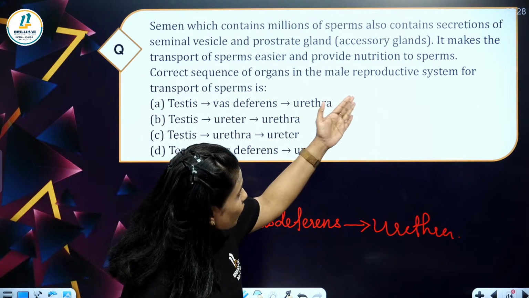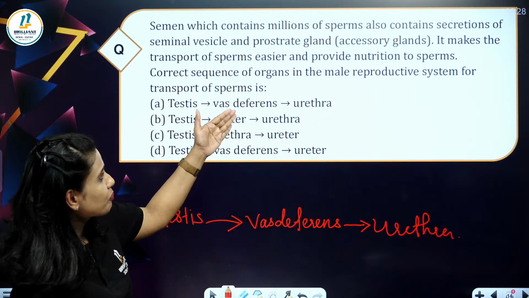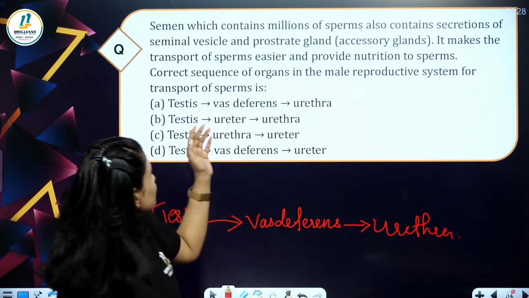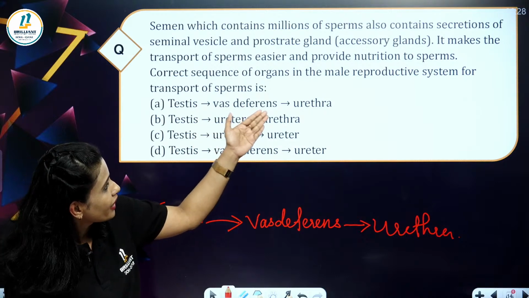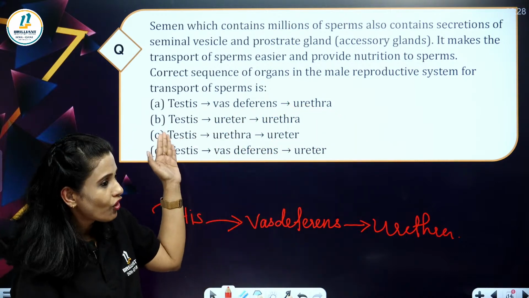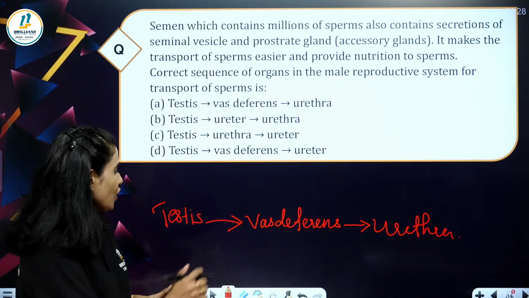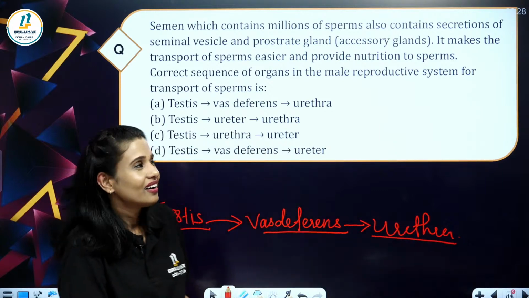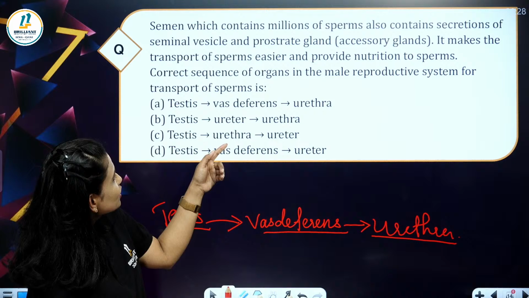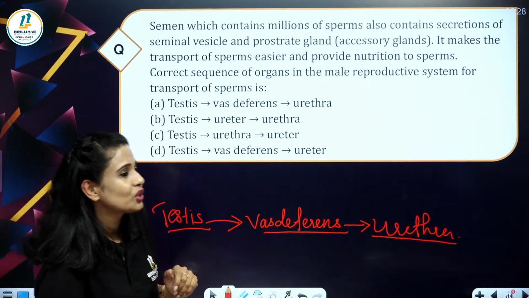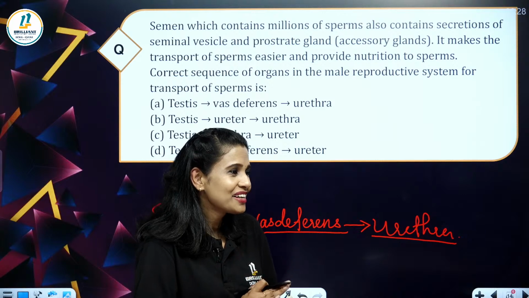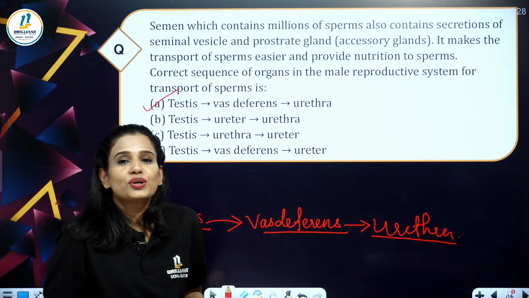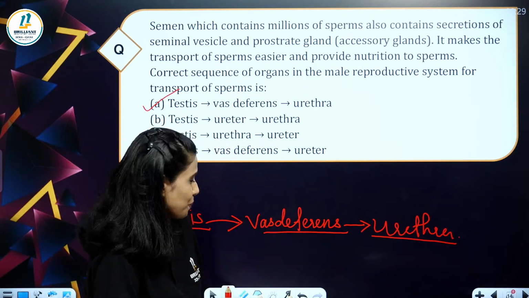Semen also contains secretions of seminal vesicle and prostate gland. It makes the transport of sperms easier and provides nutrition to sperm. The correct sequence of organs in male reproductive system for the transport of sperm is from testis to vas deferens to urethra. Which one is the correct option? Option A. Very good. Keep it up. So it is option A, testis to vas deferens to urethra.